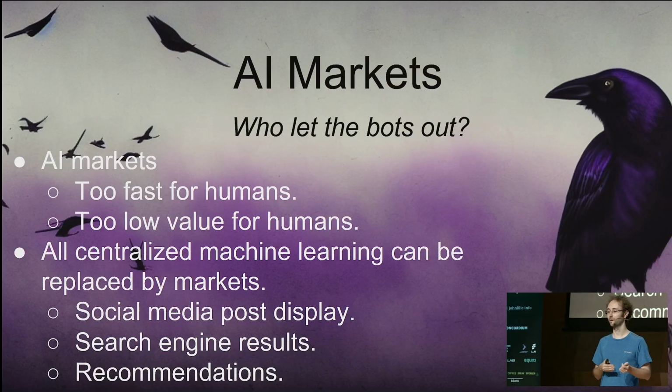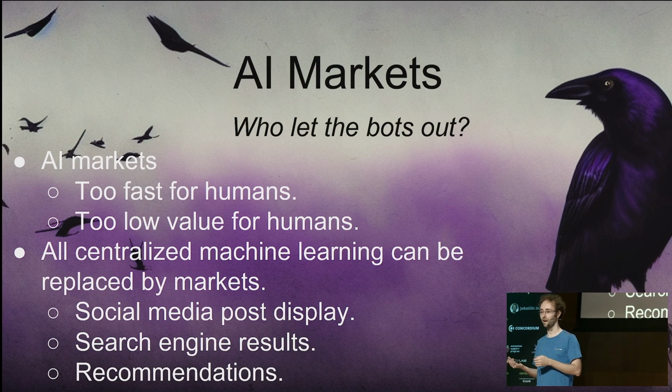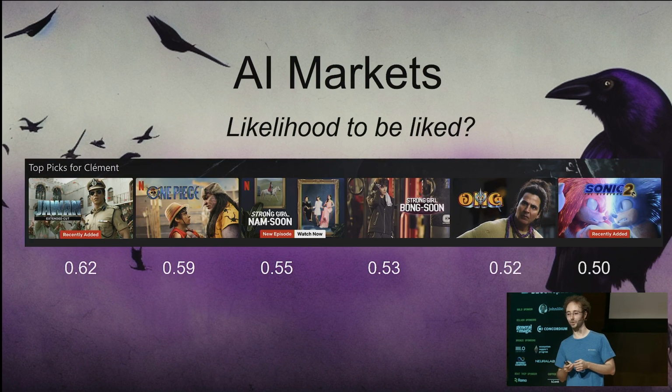Currently you have a lot of AIs that you use in your daily life, even if you don't really know it. If you are looking on social media, you will have some AIs that will try to predict which content you will like. When you are making a search, they are trying to predict which content you are searching for and will want to see. If you are watching Netflix, for example, you will have some recommendations. All of those are currently run by a centralized company, and you could replace all of that with prediction markets. So let's give you some examples.